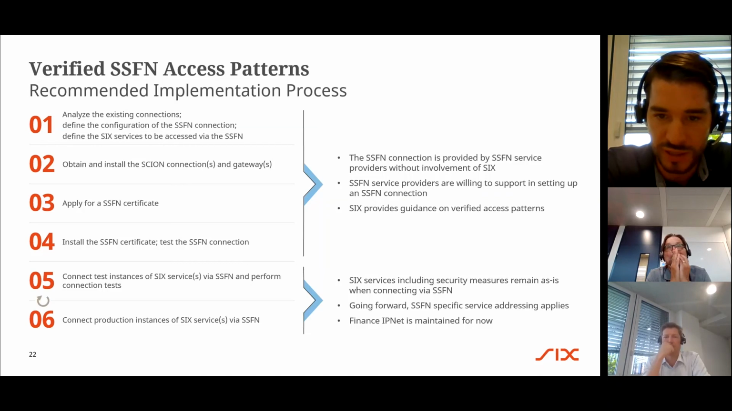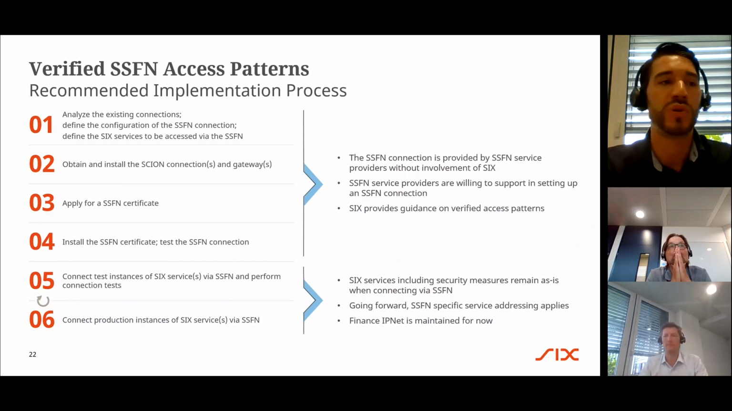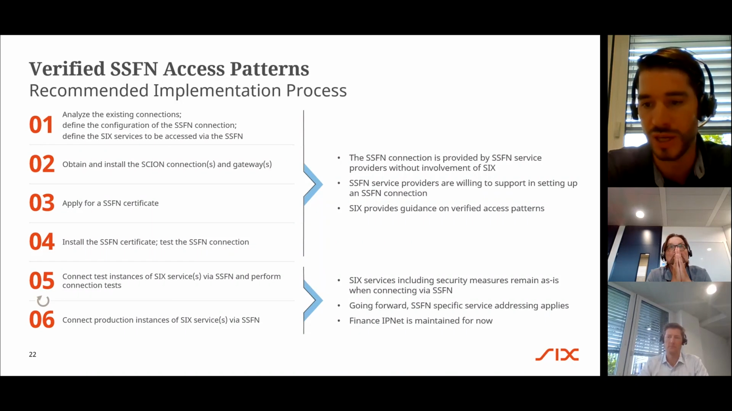Important to say here, Finance IP is still around. So you can put backup routes in place that make you use the Finance IP network in case you don't feel comfortable for a full switch over at this point in time.